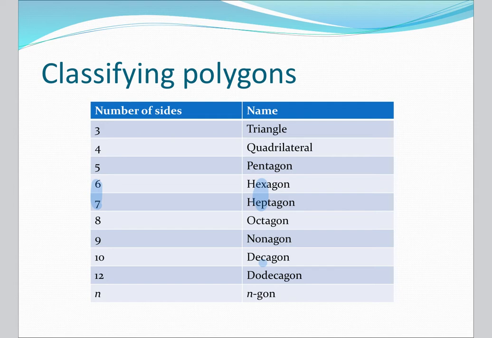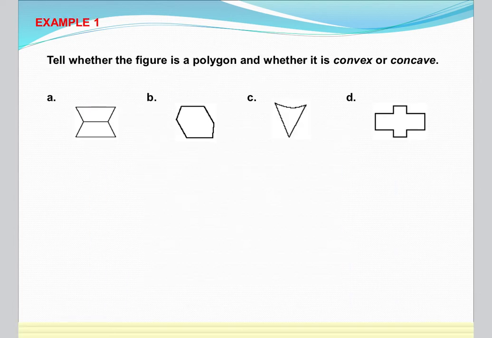And you would have to know it because the directions might say a nonagon has blank, or find this about a nonagon, and you have to know that that's 9 sides. All right, this says tell whether the figure is a polygon and whether it is convex or concave. You do these.